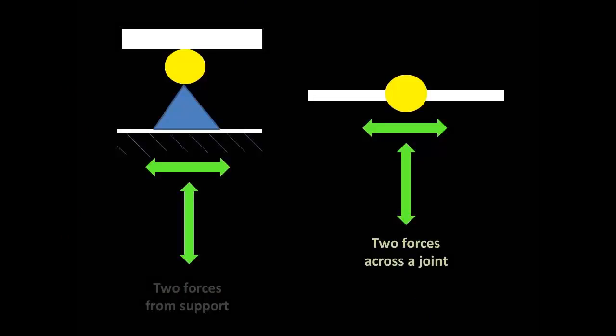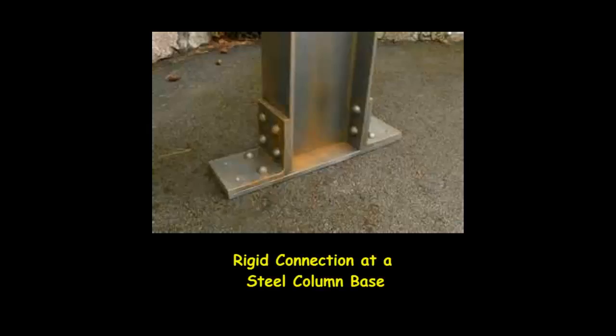The symbol we will use to represent pin joints between members is a filled circle, or a circle on a triangle for a pin support. A third type of joint or support is a rigid one. A rigid joint restrains translation and rotation. The joined members are completely connected.